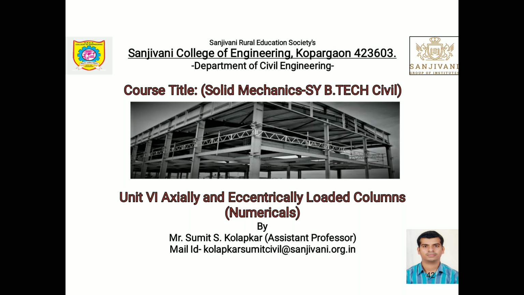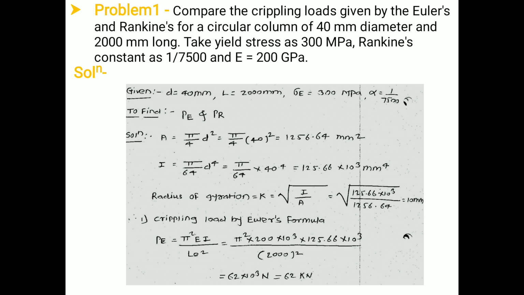Now we are going to solve the numerical based on the Rankine formula. The numerical statement is as follows: compare the crippling load given by Euler's and Rankine's formulas for a circular column of 40 mm diameter and 2000 mm long. Take yield stress as 300 MPa, Rankine's constant as 1 upon 7500, and E equal to 200 GPa. As per the given statement, we have to compare the crippling load given by Euler's formula and the crippling load given by the Rankine formula.